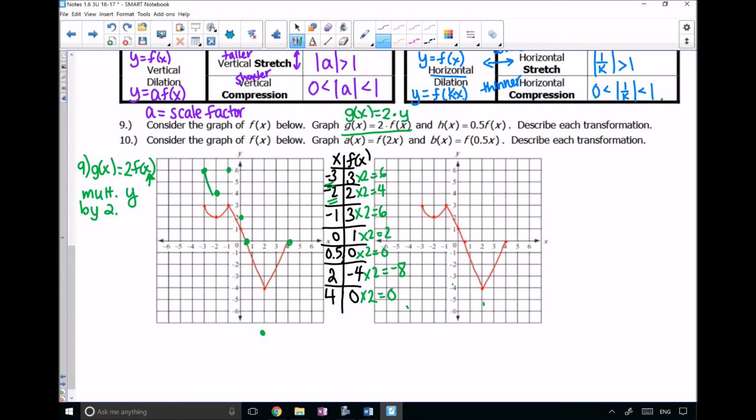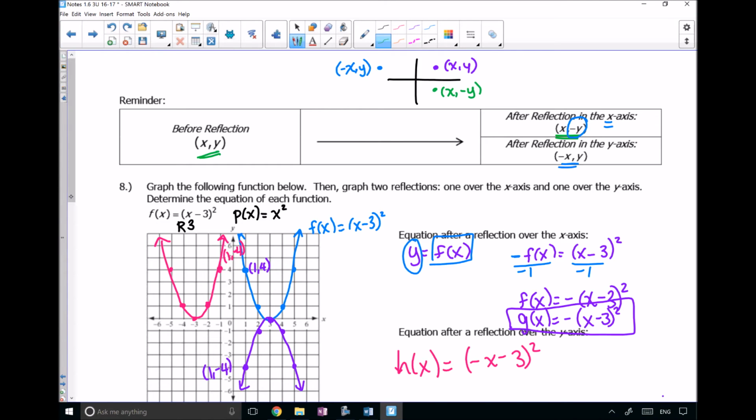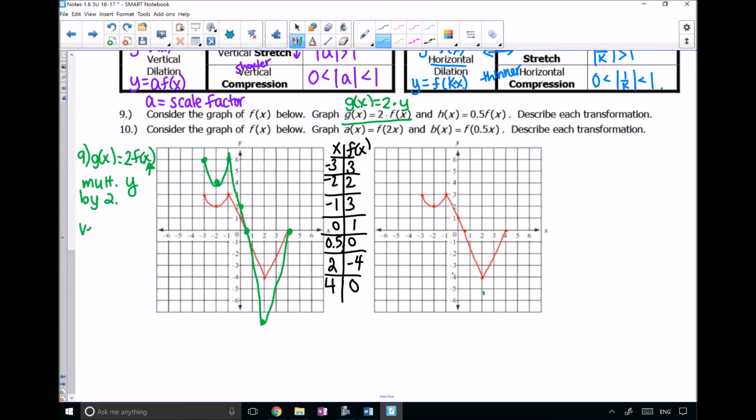So when I connect my dots, I can see that my graph has the same shape, but it's just stretched out vertically. It's become a lot taller, both in the positive direction as well as in the negative direction. Okay, so now lastly, in question number 9, it says to describe each transformation. So we can say that this is a vertical stretch. Okay?